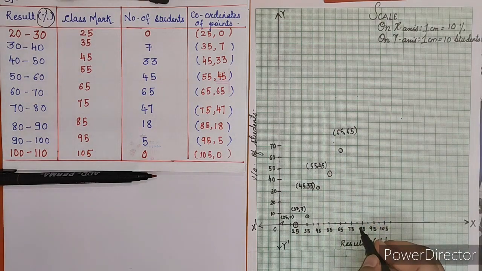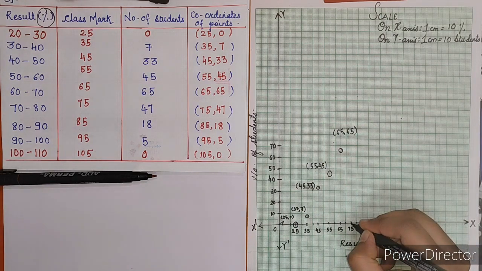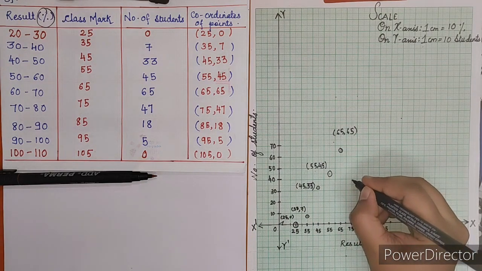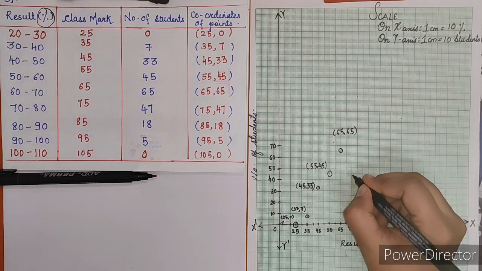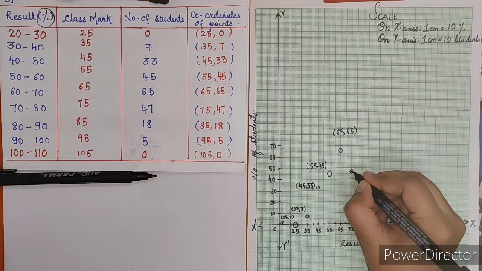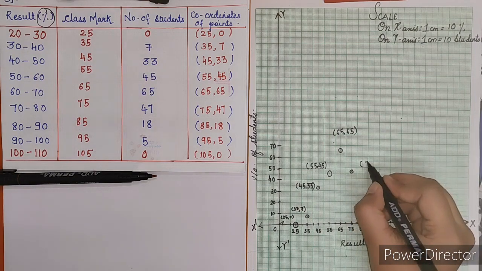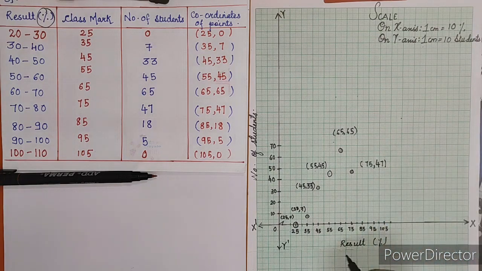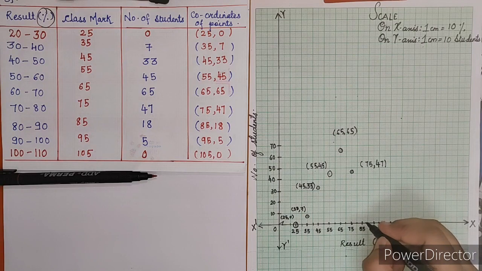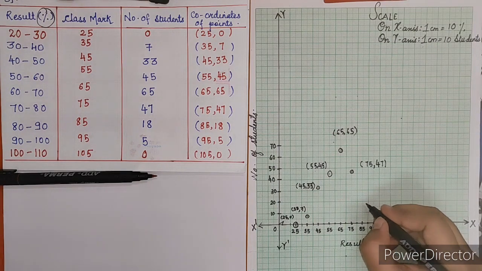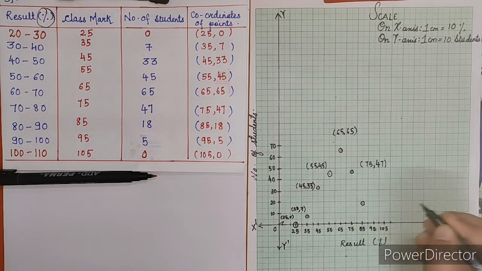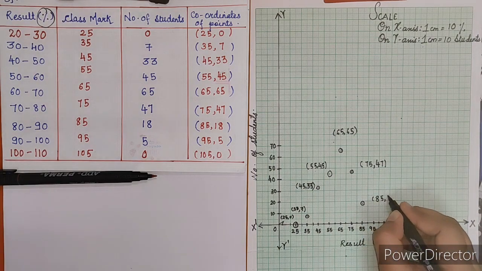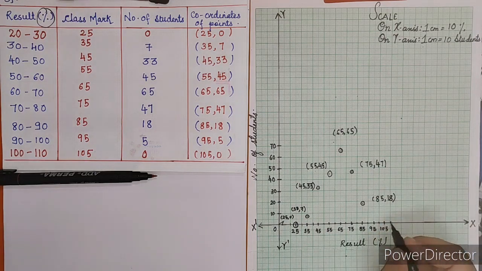Your next is 75, 47. So here this is 75. Taking your scale till 40 and reading the 7 lines from here: 5, 6 and this is 7. So here 75, 47. Third last coordinate is 85, 18. So this is your 20. Below 2 lines will be 18. So it is 85, 18.